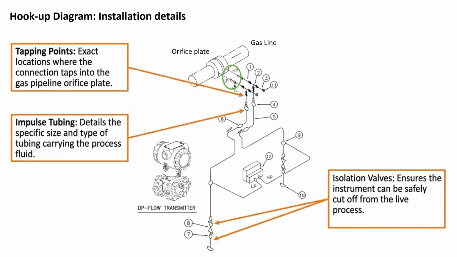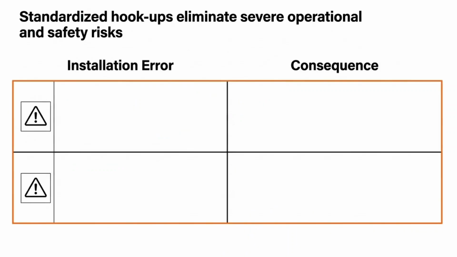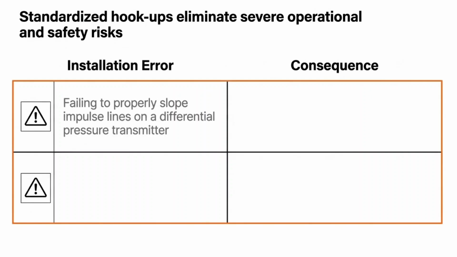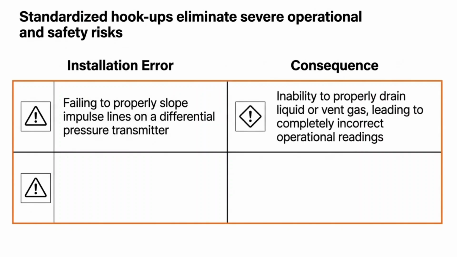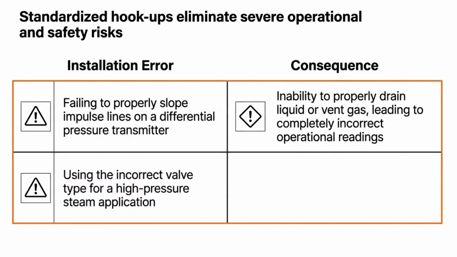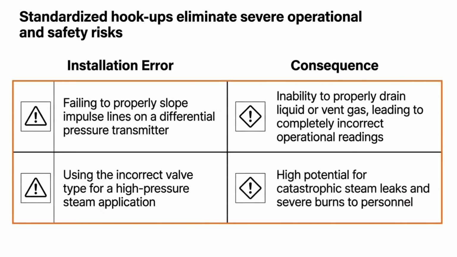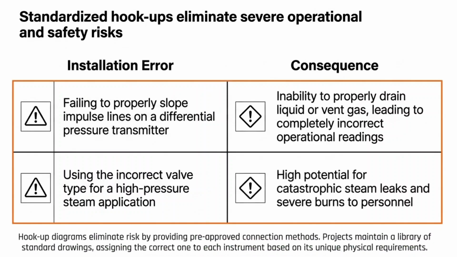This might sound straightforward, but in practice, getting the hookup wrong can cause serious measurement errors, or worse, safety hazards. If the impulse lines on a differential pressure transmitter are not properly sloped to drain liquid or vent gas, you will get incorrect readings. If the wrong valve type is used in a high pressure steam application, you have a potential for leaks and burns. Hookup diagrams eliminate these risks by providing a standardized, pre-approved connection method.